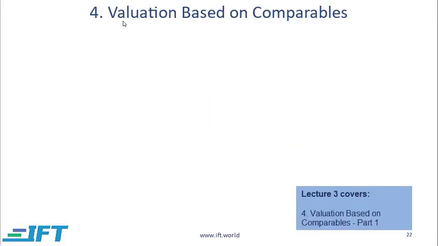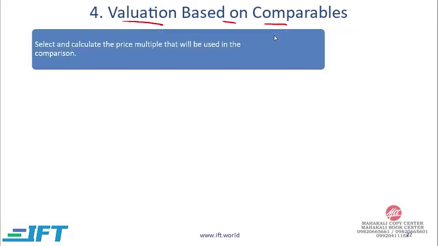Now we talk about valuation based on comparables. Here is the process that you follow. Select and calculate the price multiple that will be used in the comparison. In other words, if you decide that you are going to use PE, and let's talk about PE because that's what we've been focused on so far, you select this multiple. It could be another multiple, but we are going with PE. And you also calculate this multiple for your target company.